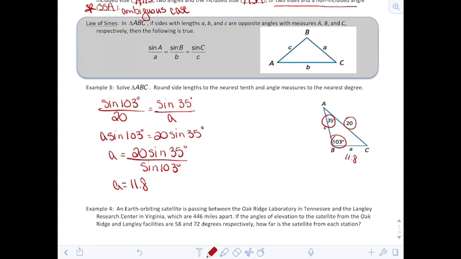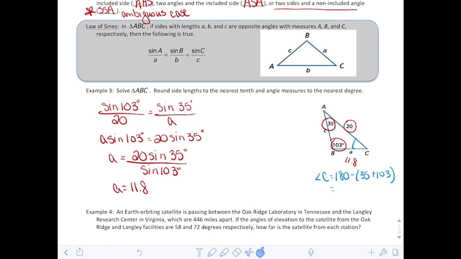Okay, so then very easily the way that we can get angle C is simply to take 180 degrees minus the sum of 35 and 103. So that's going to give us 42 degrees for angle C, and we can write that in there.